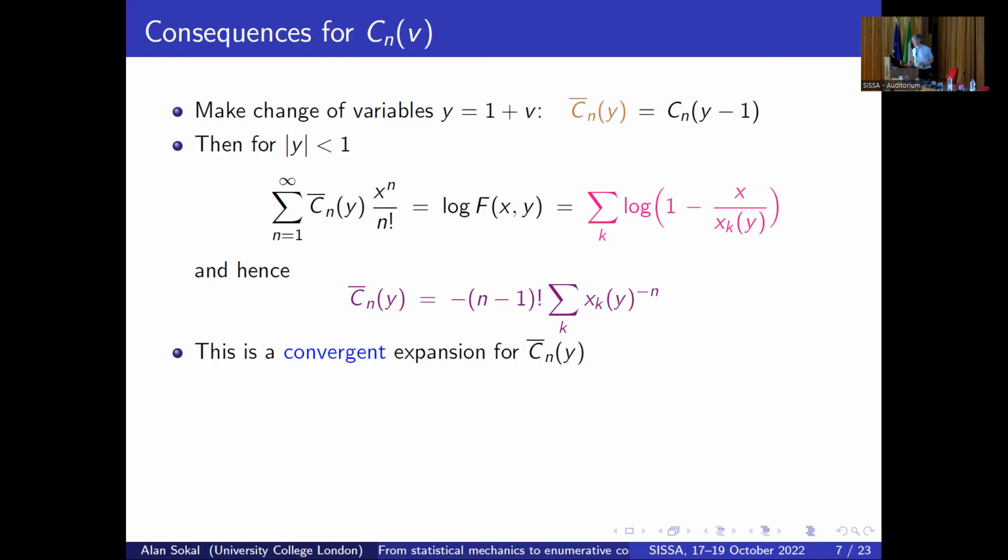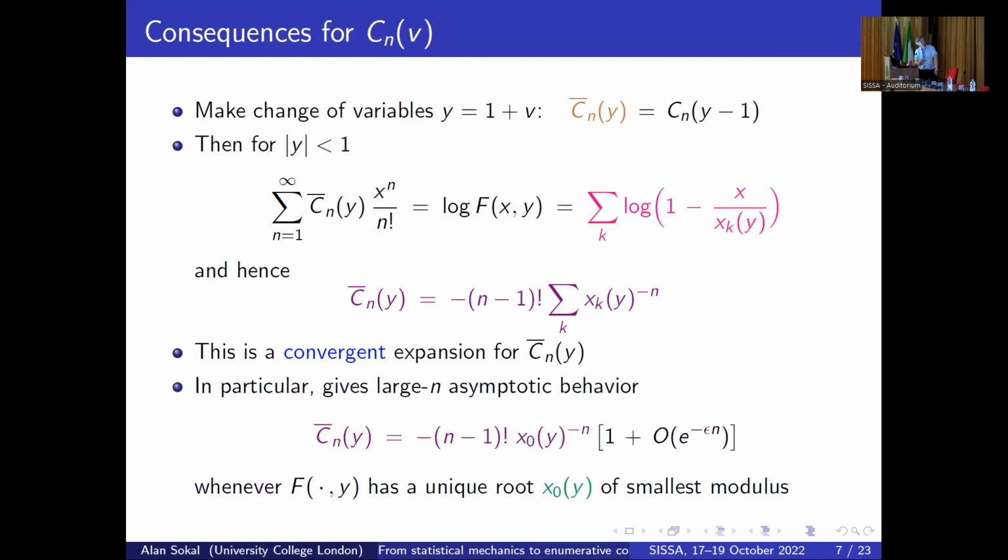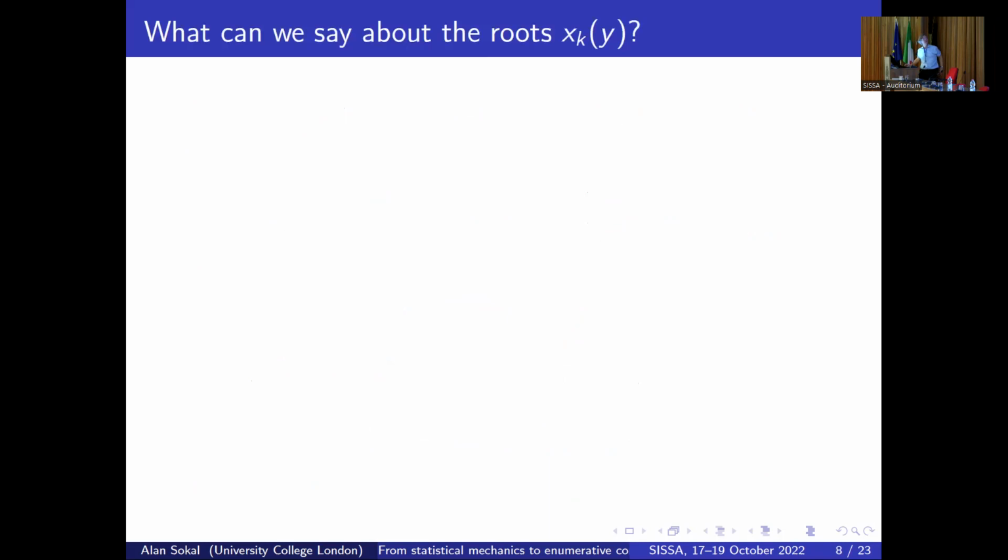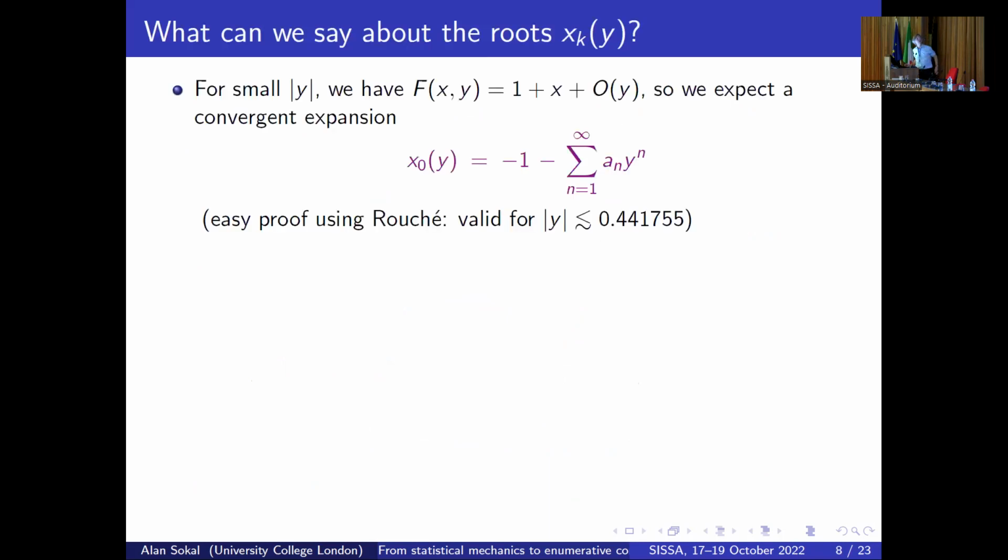This is a convergent expansion for c bar n of y for y in the unit disk. And in particular, it gives the large n asymptotic behavior. Whenever the deformed exponential function has a unique root of smallest modulus, that root dominates the sum for large n, and you get this behavior. And so one question will be, when does it have a unique root of smallest modulus? So what can we say about these roots, x sub k of y? Well, for small y, we know at y equals 0, it's 1 plus x. So at small y, it's 1 plus x plus a correction. So of course, 1 plus x has a root.